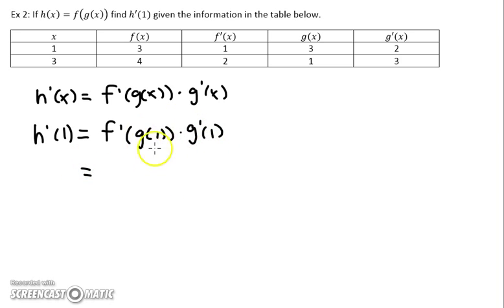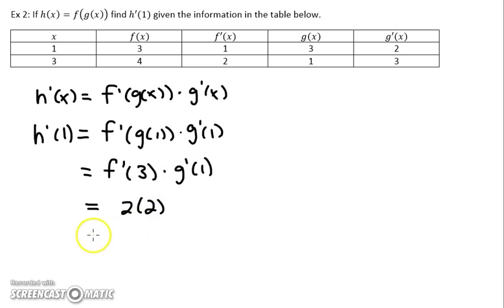Looking at the table, g of 1 is going to be 3. So we're looking at f prime of 3 times g prime of 1. f prime of 3 is equal to 2. g prime of 1 is also equal to 2. So h prime of 1 is equal to 4.